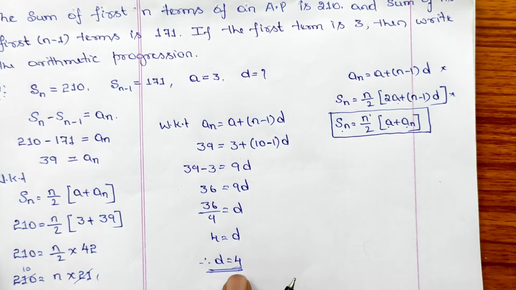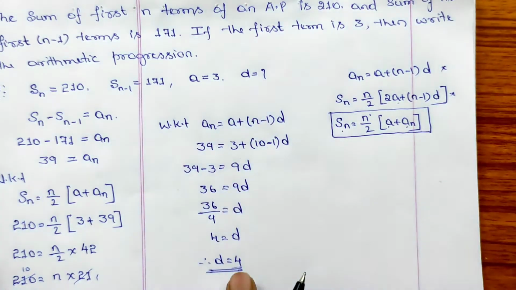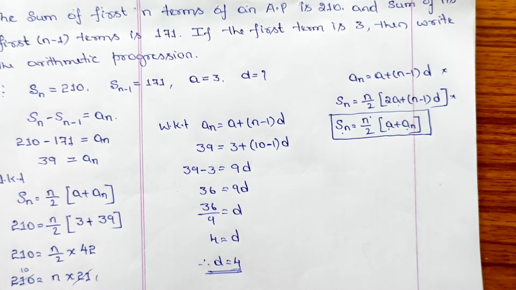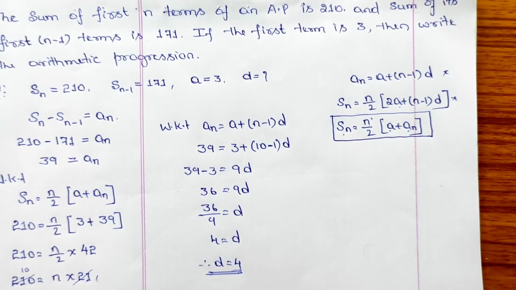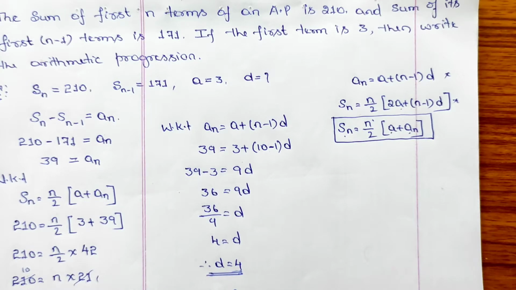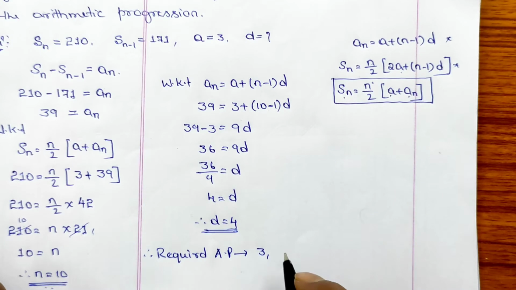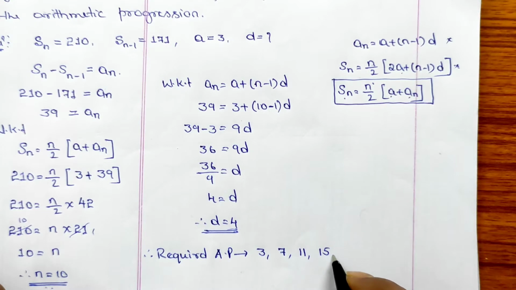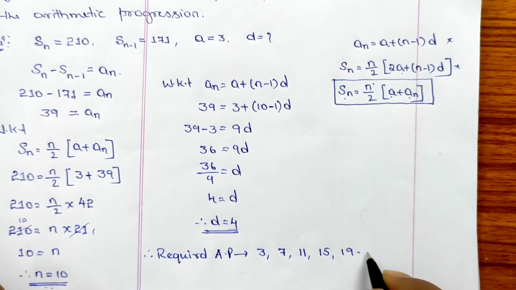So we got D and we know A. By using these two we can write the arithmetic progression. Therefore the required AP. A is 3, second term a plus d, that is 3 plus 4, 7. Next a plus 2d, or 7 plus 4, 11, 11 plus 4, 15, 15 plus 4, 19, and so on. This is our required AP.